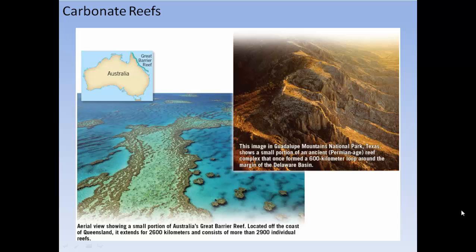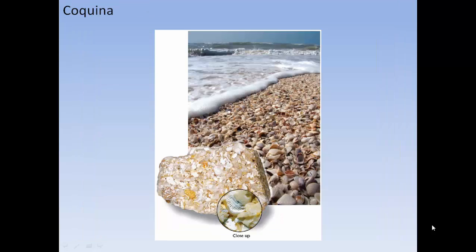So here's pictures of Australia along the shores where the Great Barrier Reef is. There's a nice aerial view of a portion of the Great Barrier Reef. Now, this is a picture of basically an antique barrier reef up at Guadalupe Mountains National Park in Texas. So this is a very ancient Permian age reef. This complex is a lot of limestone. Here's a picture of coquina, so it's cemented shell fragments.